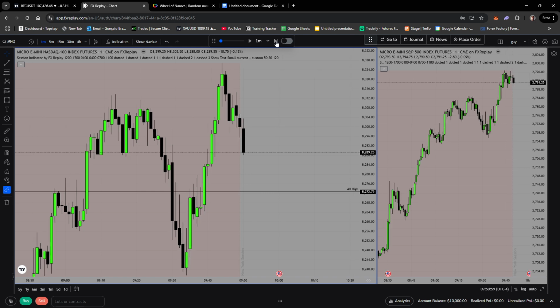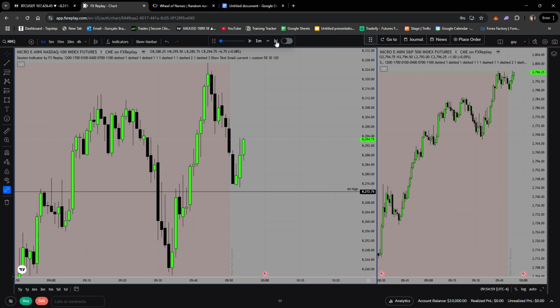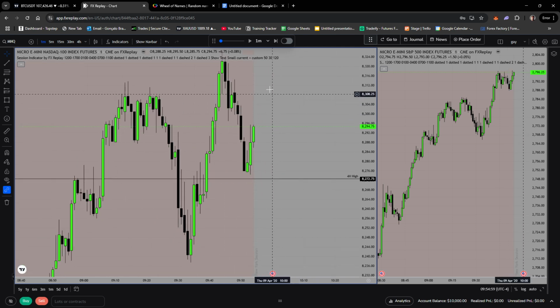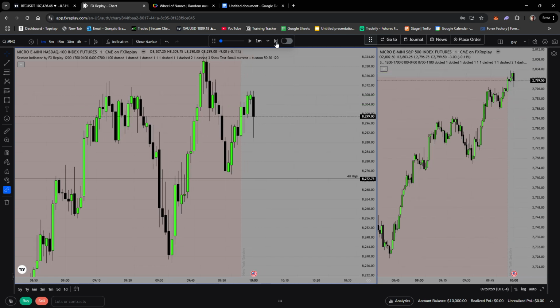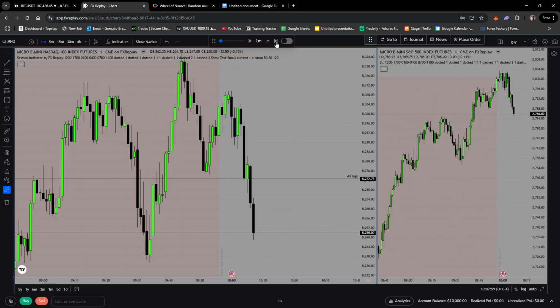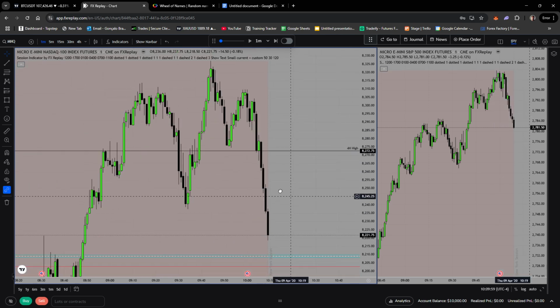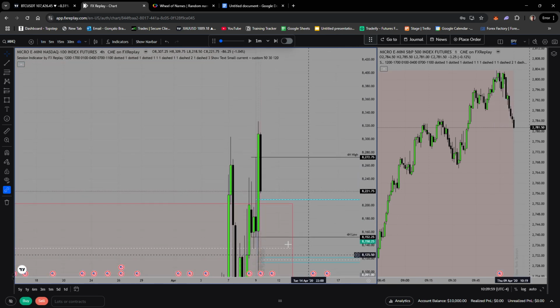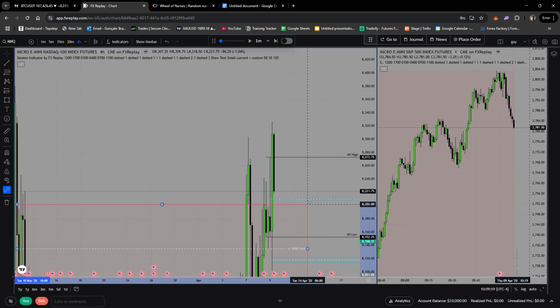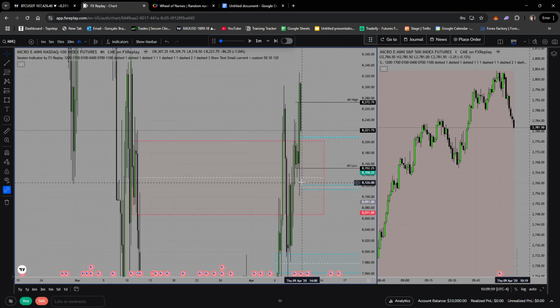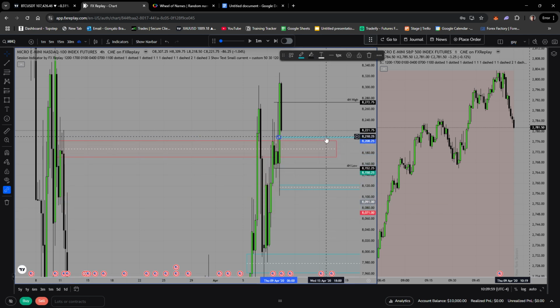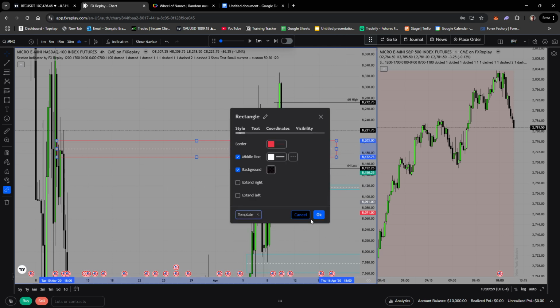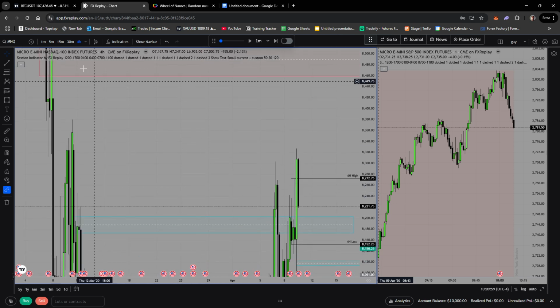Nothing yet. Still nothing. Okay, so news came out and we have a pretty decent drop to the downside there. This is now the closest bullish area of pressure. Bullish, bearish is still up there.